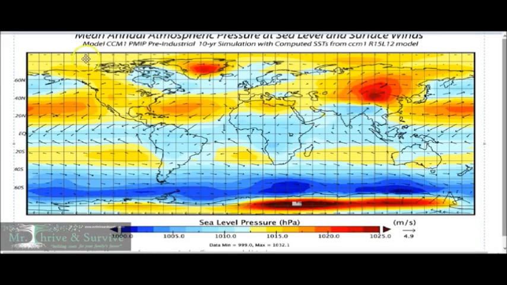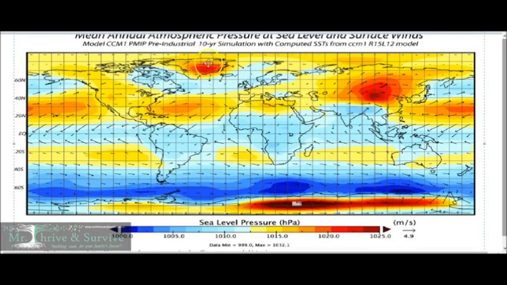What you're looking at now is the mean annual atmospheric pressure at sea level and surface winds. This is a 10-year simulation put together. What I want you to note is that at the poles, which is down here and up here, the Coriolis effect is the weakest, and it gets stronger as you head towards the equator. But what do we see in real life?